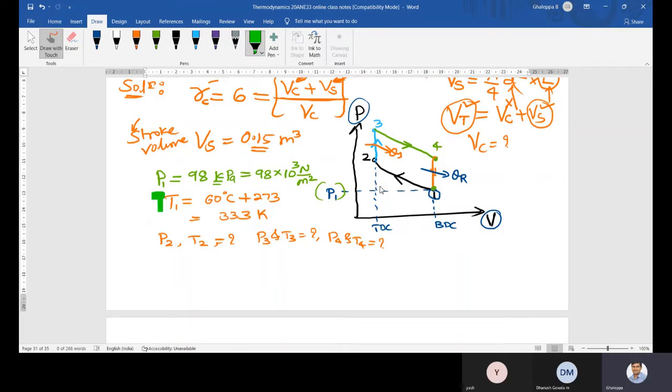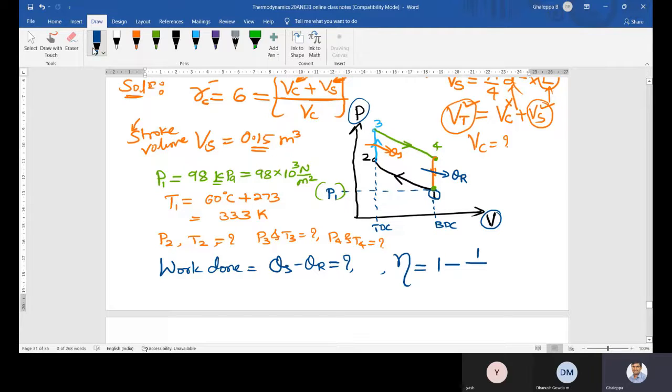Let me write. The work done is represented with W. Work done is equal to heat supplied minus heat rejected. This value you need to calculate, and efficiency also you need to calculate. What is the efficiency formula? 1 minus 1 by r to the power of gamma minus 1. So this is the efficiency equation.